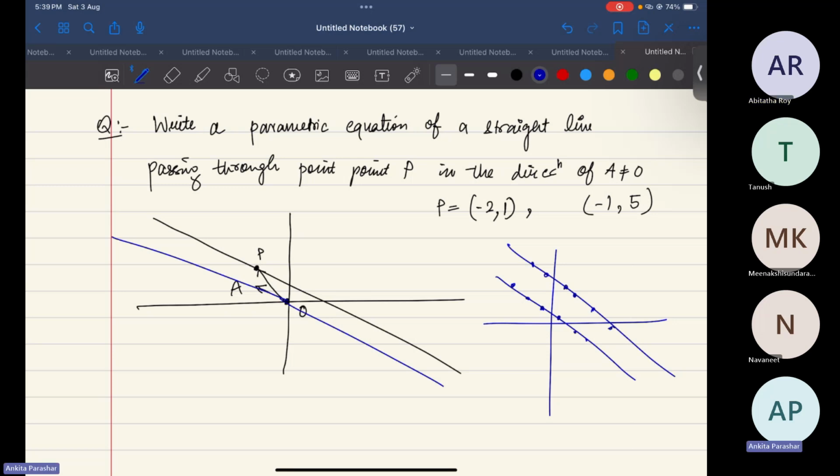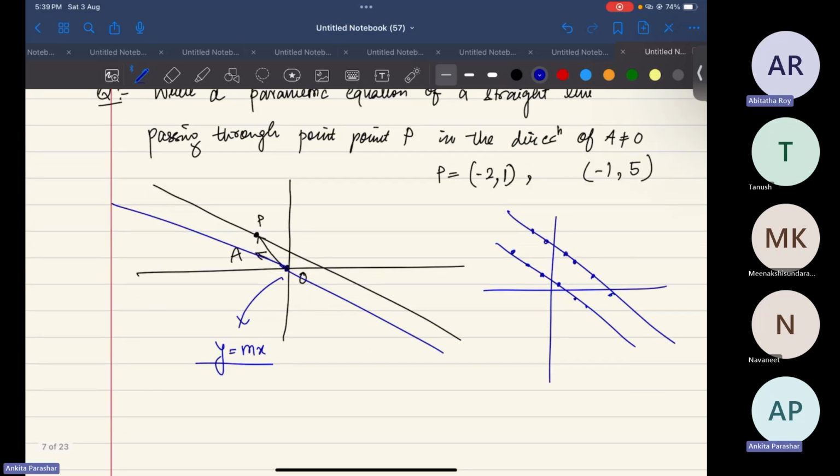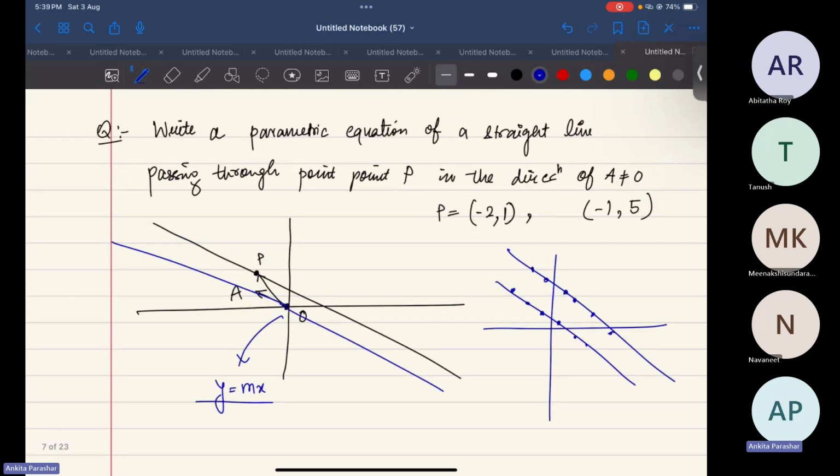Now, saying this means you are just translating your line by a certain amount. If this is the line y equals mx, and you are passing through another point, then you translate it so that it will not pass through the origin, it will pass through some other point. Is that okay? Yes. So this is what we are saying. The direction is A and the point is (-2, 1). Can you write the equation of the line?